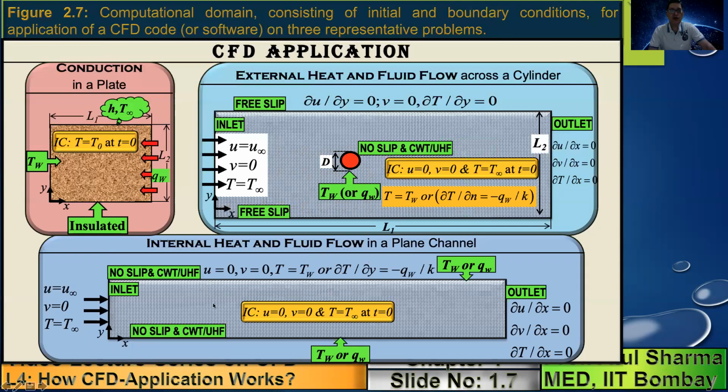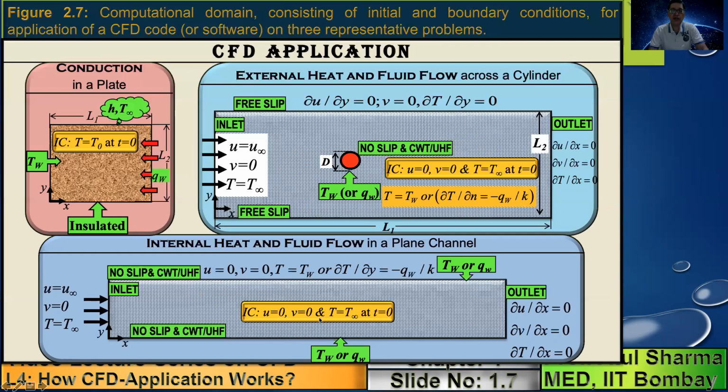At the top and bottom wall, you have a solid surface, so there is a no slip boundary condition. And if it's also a heat transfer problem, then these walls may be at a different temperature, or there may be a constant heat flux boundary condition, which is shown here. So in the top and bottom wall, the velocities are zero due to no slip. And these are the thermal boundary conditions corresponding to constant wall temperature and constant heat flux.